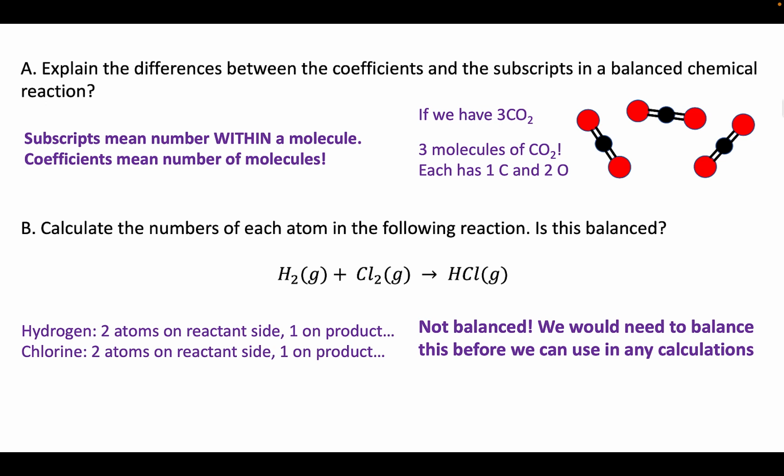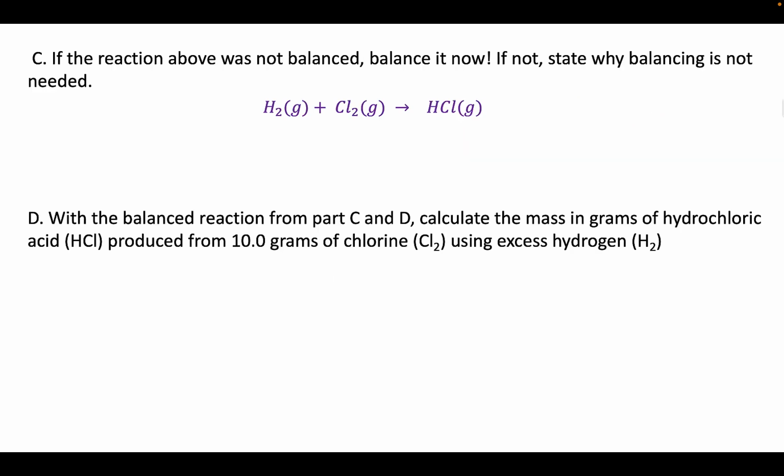We absolutely must have the same number of atoms of every type on each side, and we can change that by changing the coefficients, the big number in front. This is not balanced, and therefore we need to balance it before we can use it in any calculations. So if it's not balanced, let's now balance it and state, if it is balanced, why balancing might not be needed. We already determined that this is not balanced, and how are we supposed to fix that?